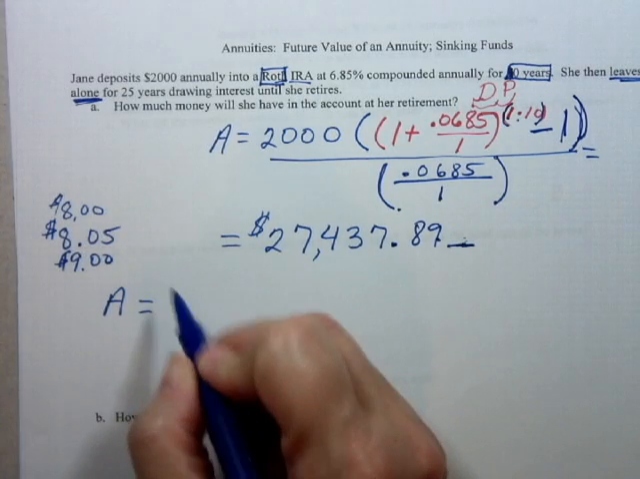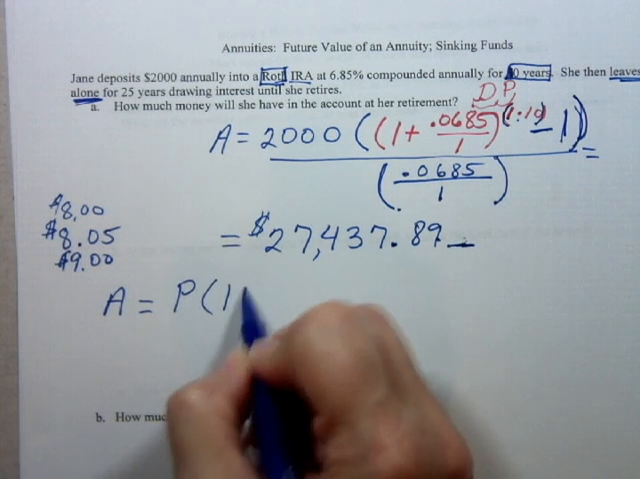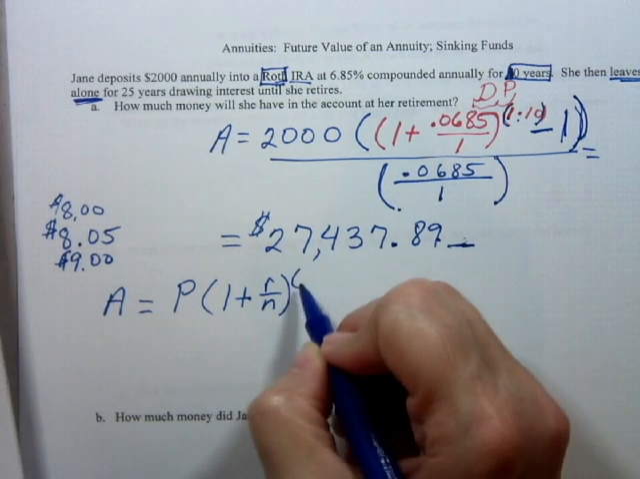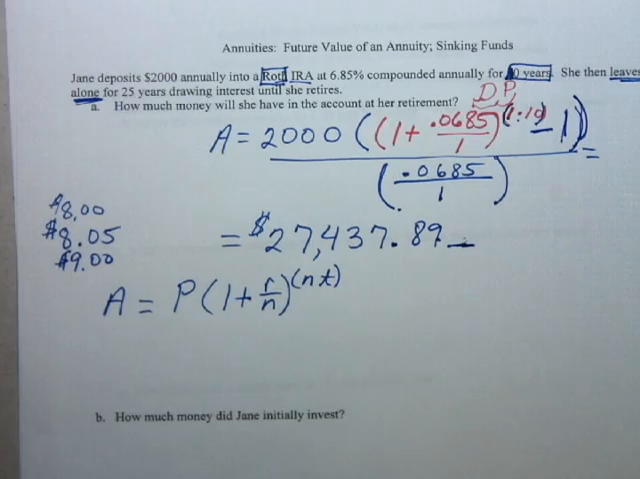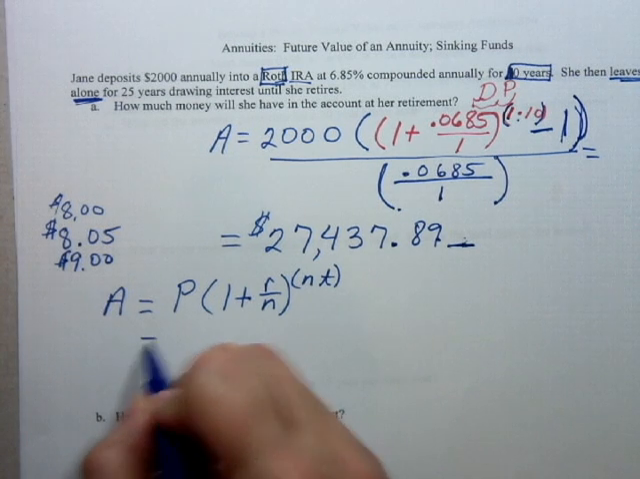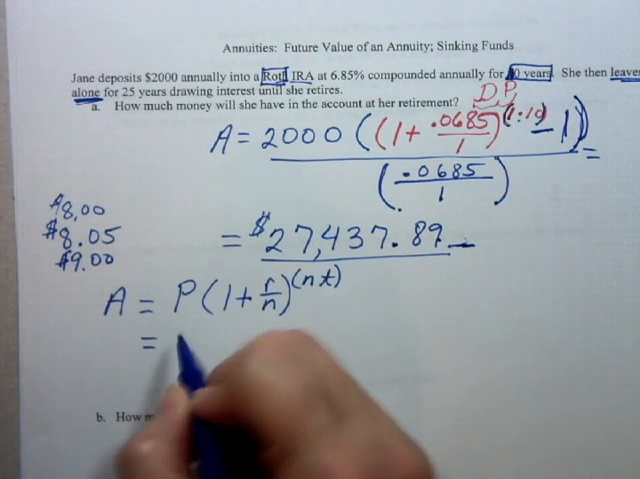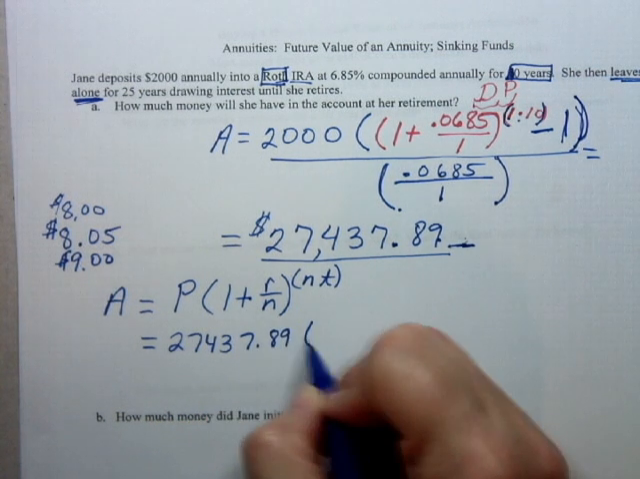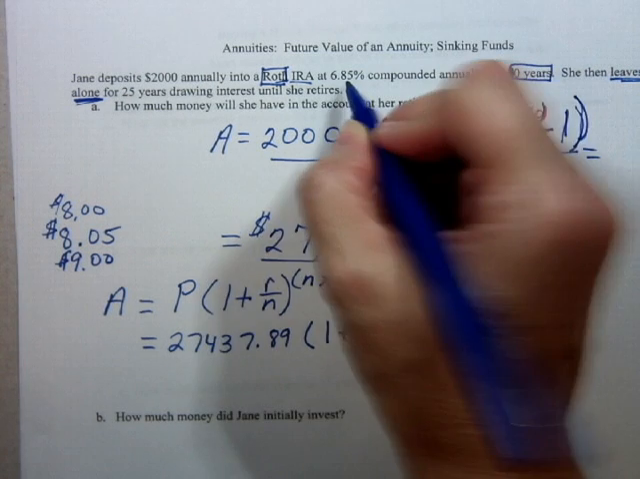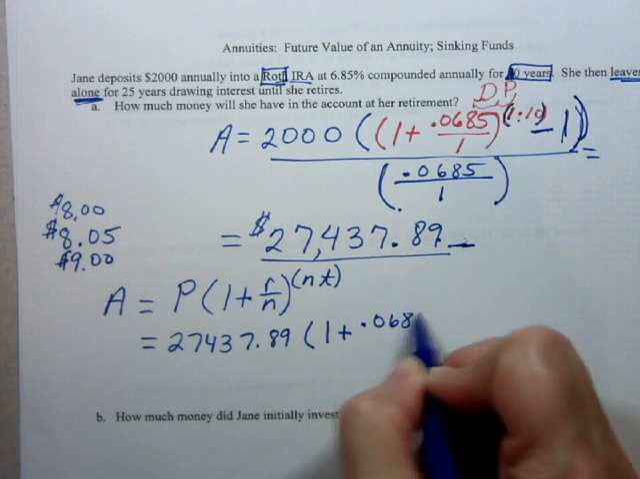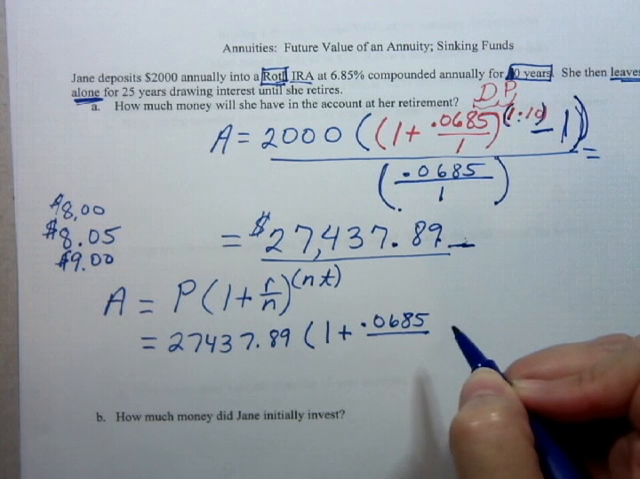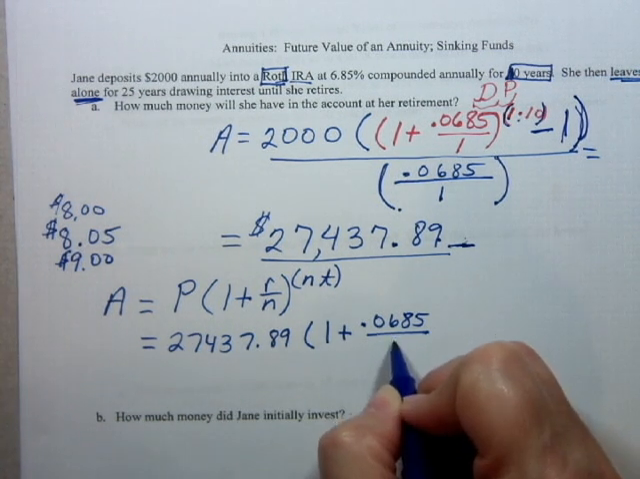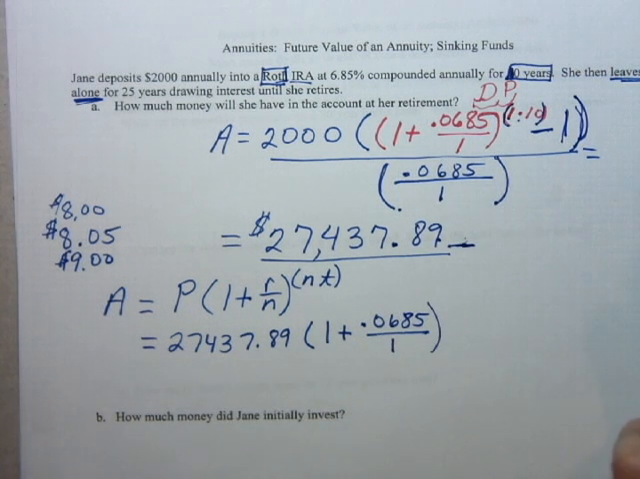A equals principal times 1 plus my rate divided by n, to the n times t. Now, how much is her principal? Well, it's the amount of money she's putting in that account. Times 1 plus, what's her rate? It's staying in the same account. Whoops, wait a minute. How often are they compounding? They're still only compounding once a year because she left it in that same account.